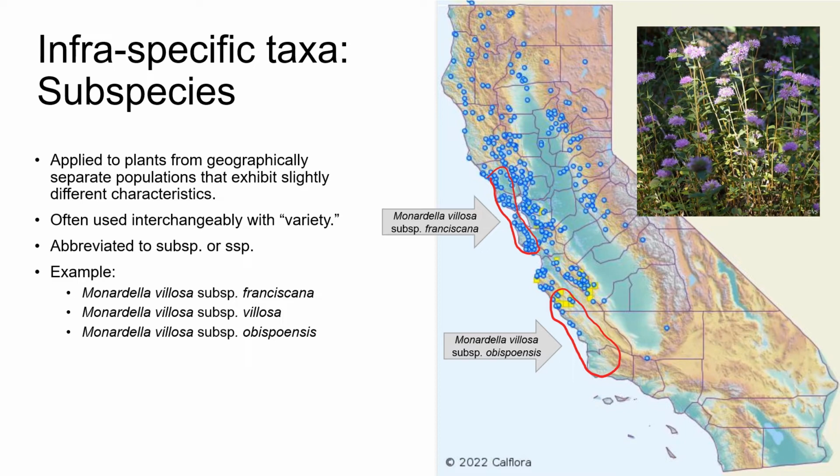Monardella villosa subspecies franciscana has a distribution in the San Francisco Bay from Marin County south to Santa Cruz County. Monardella villosa subspecies villosa has a much wider distribution from northwest California south through to the central coast. The differences between these 3 subspecies are the size of their inflorescences, the color of the corolla, and the degree of hairiness of their leaves.